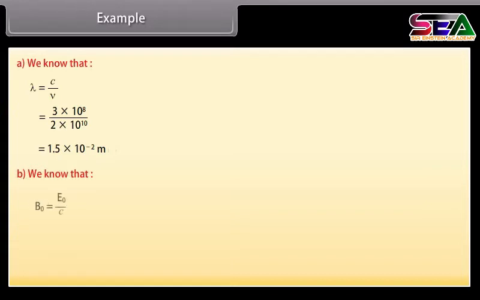We know that B naught is equal to E naught upon c. By putting in and calculating the values, we get the amplitude of the magnetic field, which is equal to 1.6 × 10^-7 Tesla.